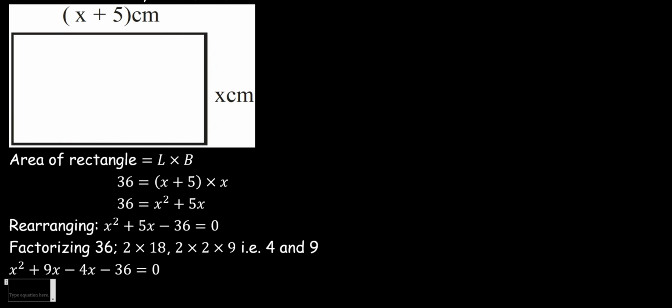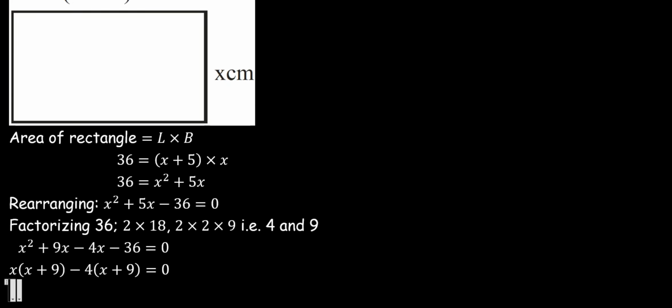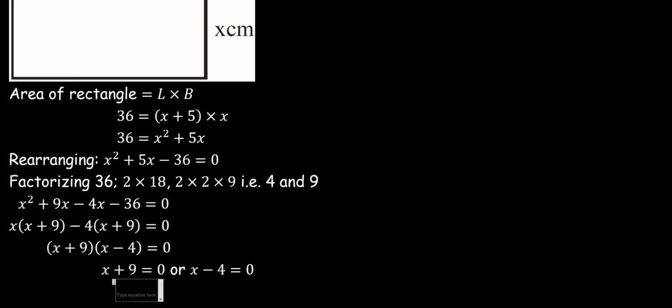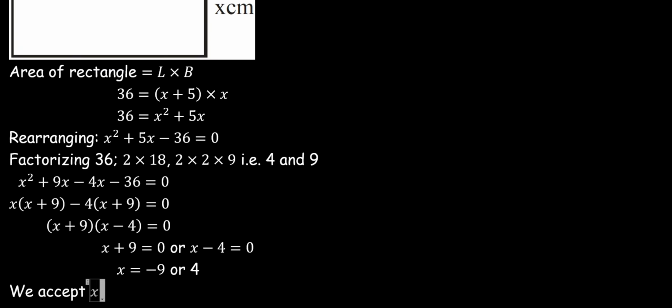Factorizing, we have x into bracket x plus 9, minus 4 into bracket x plus 9, which is equals to 0. And that will give us bracket x plus 9 into another bracket x minus 4, which is equals to 0. And that will give us x plus 9 equals to 0, or x minus 4 equals to 0. The result is x equals to minus 9 or 4. We accept x equals to 4 as width.